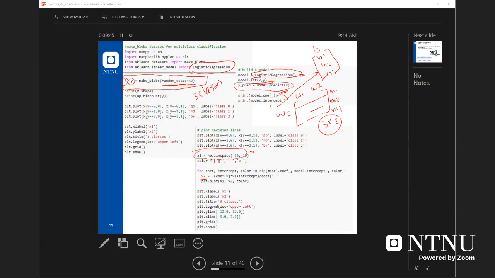The decision line is omega 1 x1 plus omega 2 x2 plus b equals 0, and I generated values for x1. So what will be x2? x2 will be minus (omega 1 x1 plus b) divided by omega 2. So this is x2, and then just plotting it. I'm putting it in a for loop because we have three decision lines. After plotting it, of course, we got those numbers here.